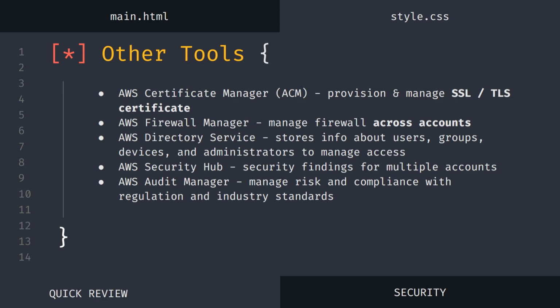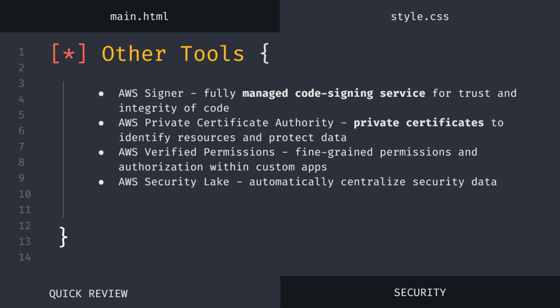You have your Audit Manager. This is different from before because it looks at risk and compliance rather than Artifact. Okay. Last but not least, we have our Signer, which is a fully managed code signing service, thus the name. You also have Certificate Authority for private certificates, permissions for permissions, and Security Lake for security data. Often you hear about the data lake.